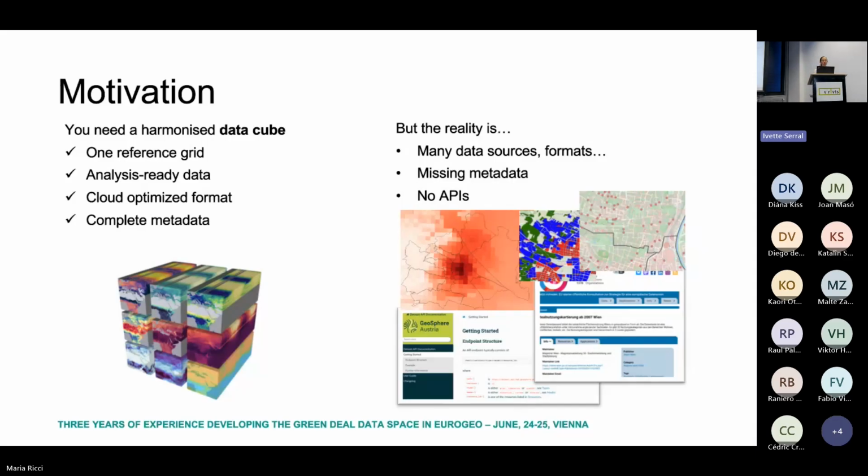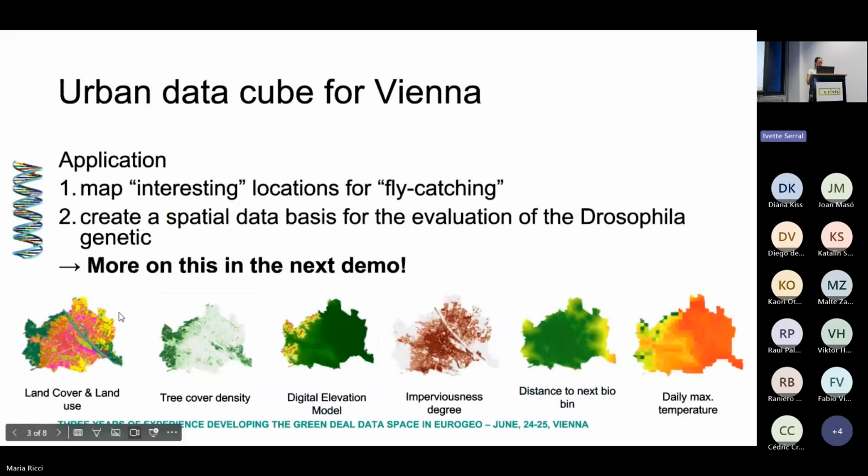So we have different data formats. Most of the time, even if the data is openly accessible, it's not properly documented. There are no APIs, so you have to do a lot of manual work, and you have to combine this. That's a process we did, for example, for Vienna. Since we are in Vienna, I thought about taking this as an example.